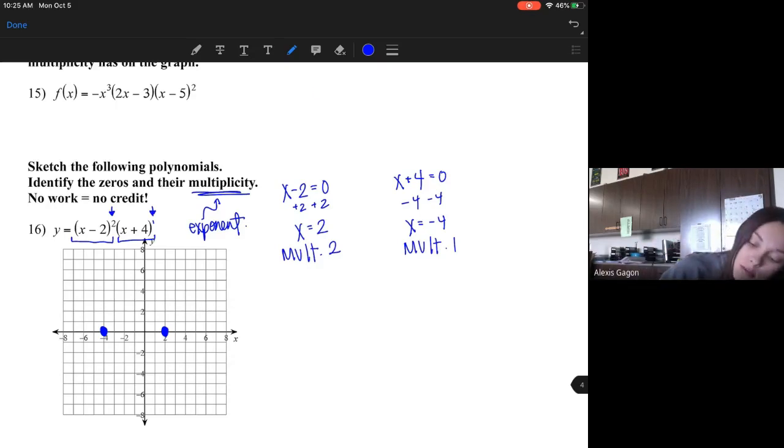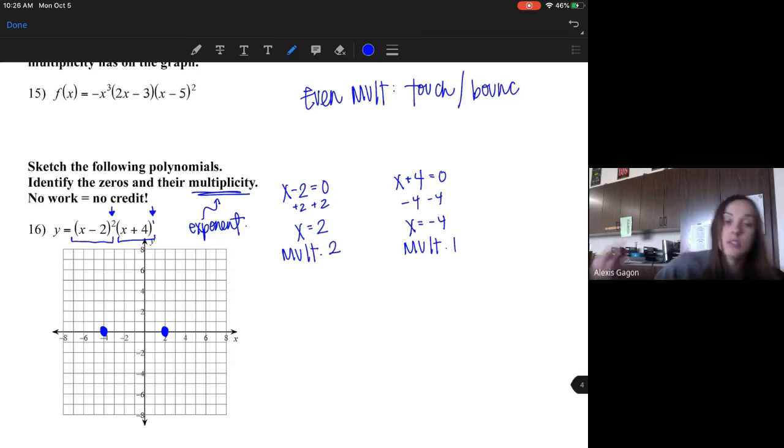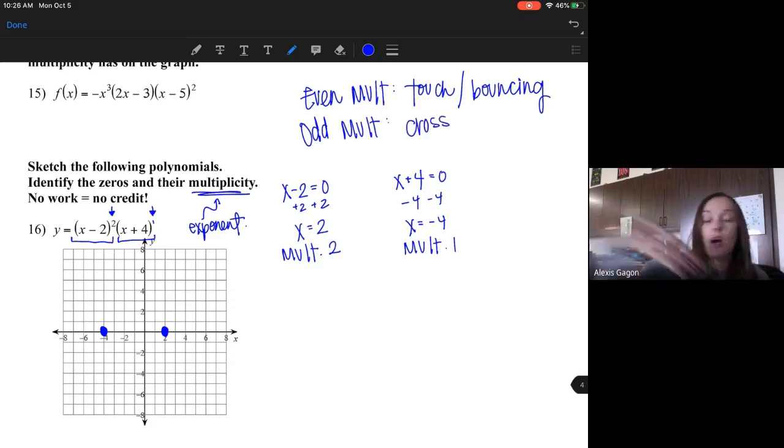Okay, even multiplicities touch the x-axis, or you can think of them as bouncing off the x-axis. So it's just going to go up to the x-axis, hit it, and come right back off. And if it's an odd multiplicity, it is going to cross through. It's going to cut right through the x-axis.